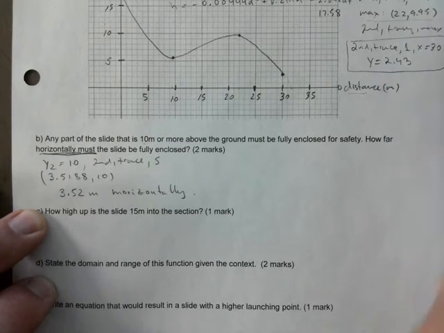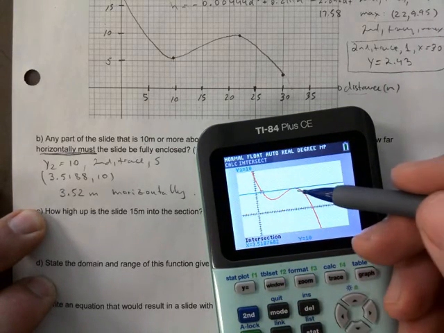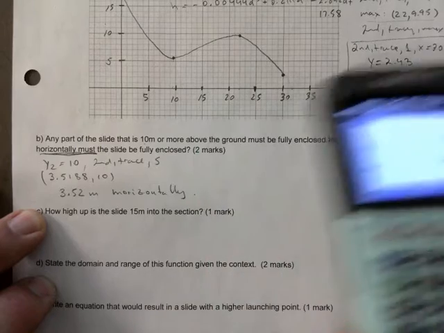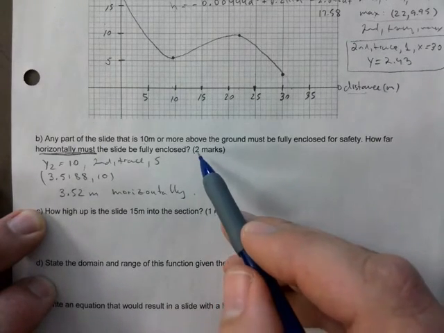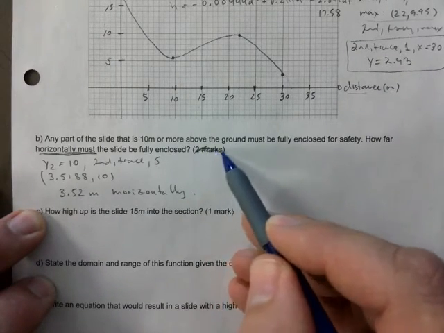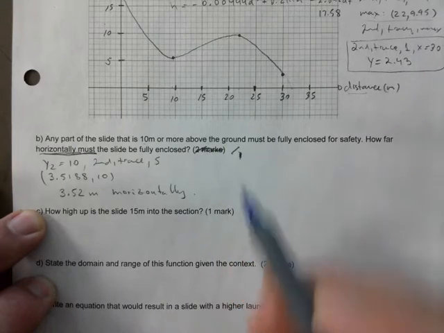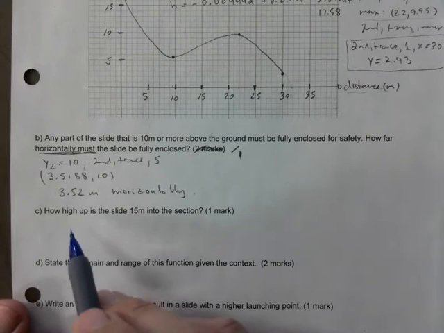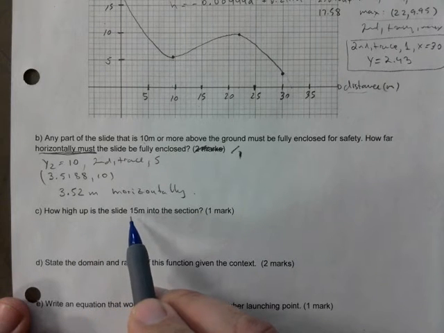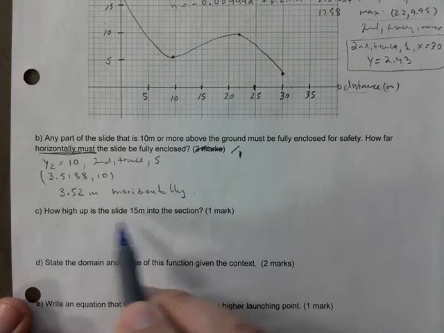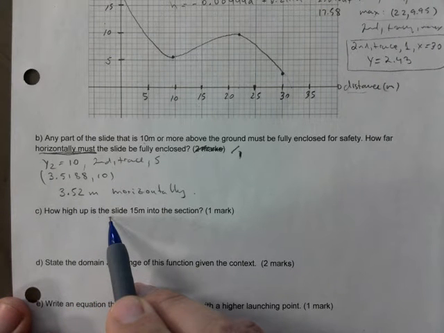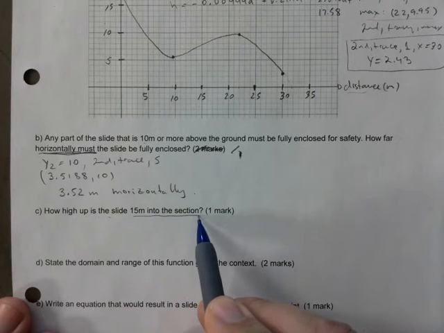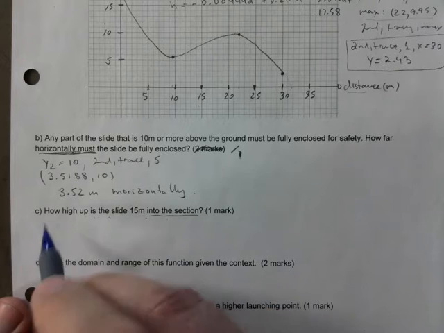My guess is I wanted it to cut through here, but I would have to make it lower. Anyways, can we make this out of 1? I think it should only be worth 1 mark if you don't have to subtract anything. That's my bad. How high up the slide are you 15 meters into this section? That's what that was supposed to say.